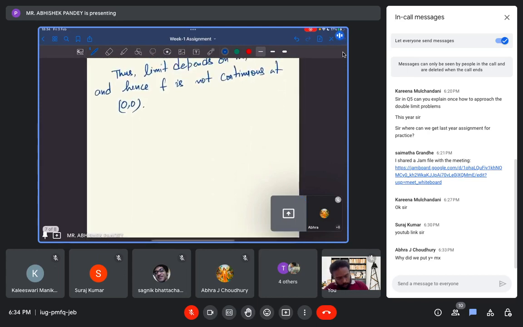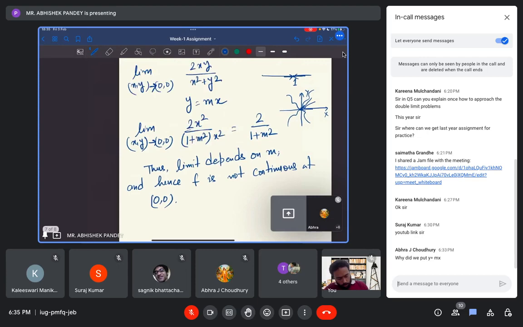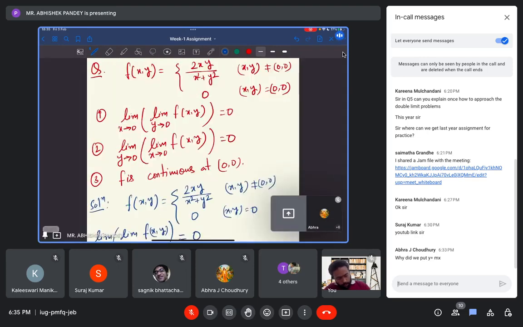Okay, so this thing is clear, I hope. So this is true, this is true, this is false. Okay, f is not continuous.